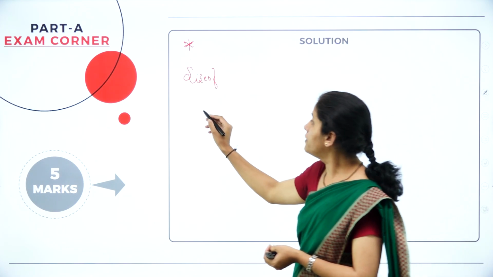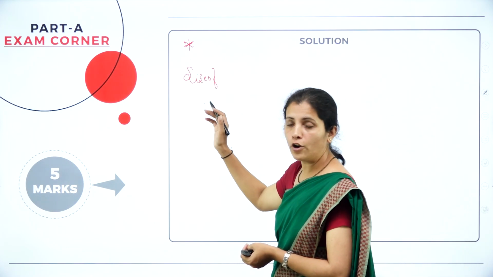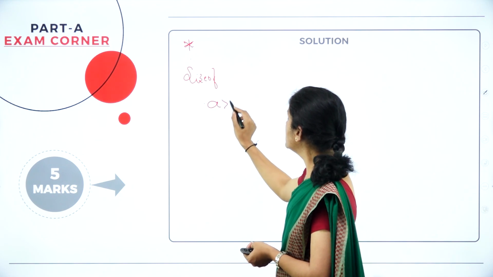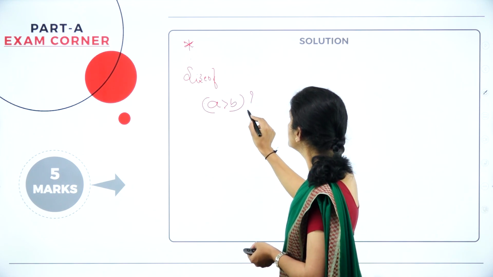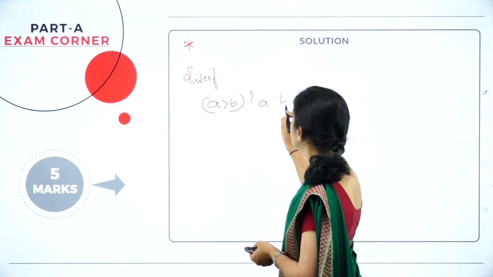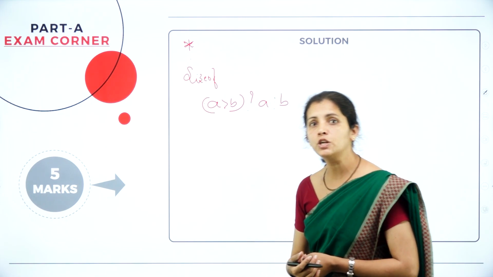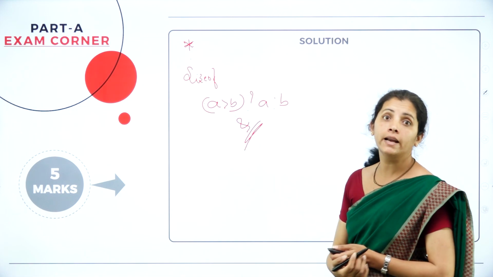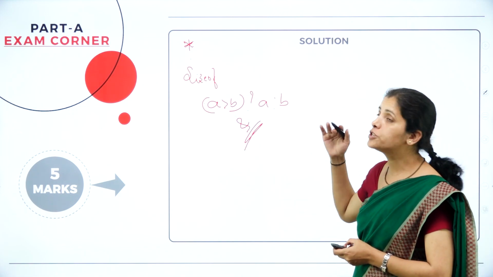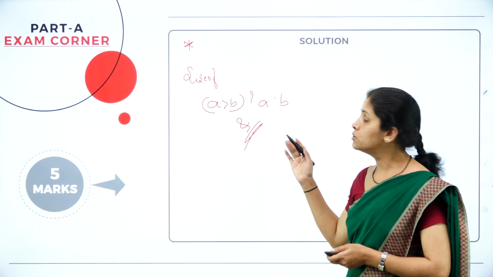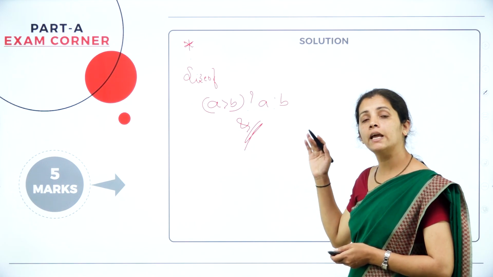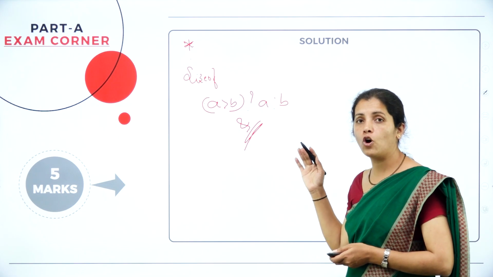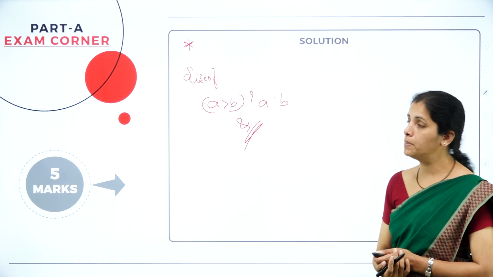If I write the ternary operator, A greater than B, question mark, A colon B, this is also a special operator. Ampersand is the address operator. These are the special operators. So, dear student, you have to explain any 3 to 4 special operators with example.